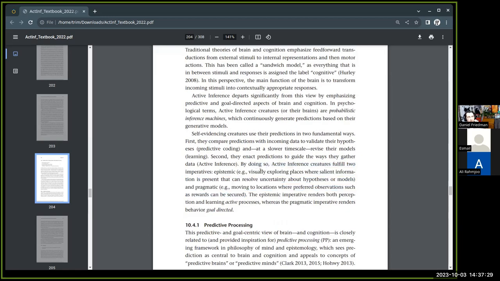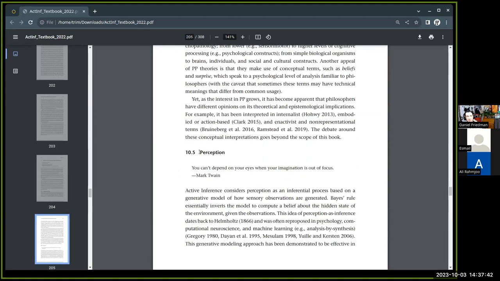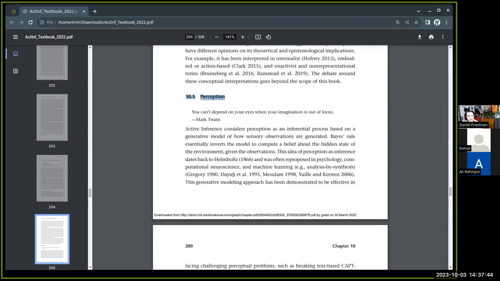Great. And one nice quote here: active inference creatures fulfill two imperatives, epistemic and pragmatic. That's in reference to the expected free energy. All right, Section 10.5, Perception.